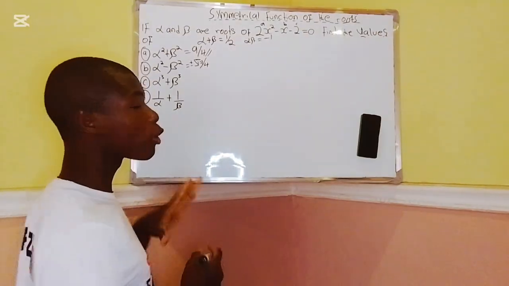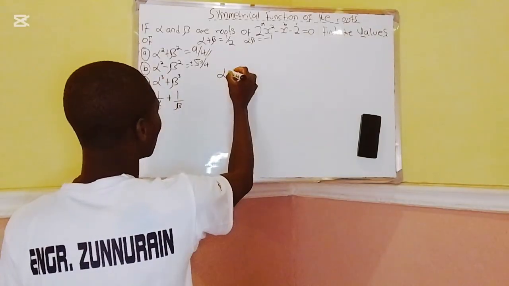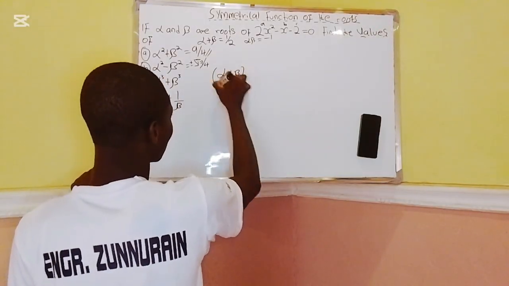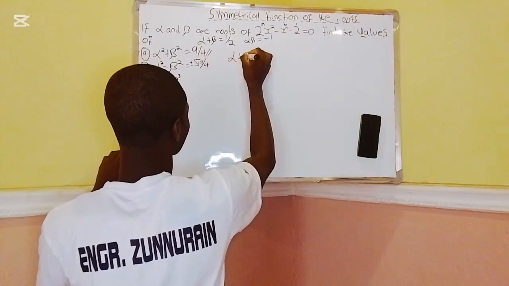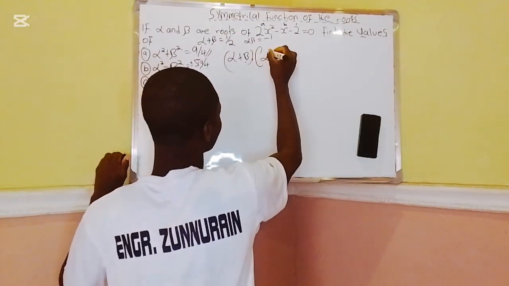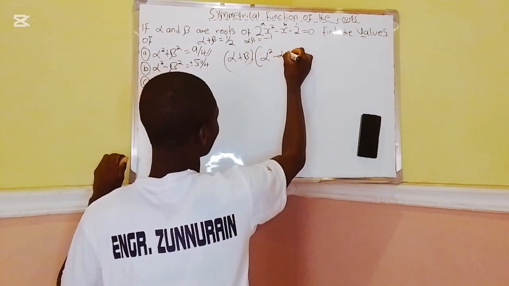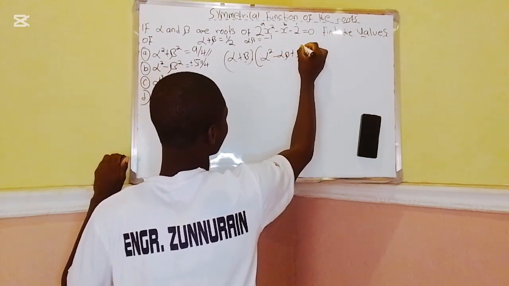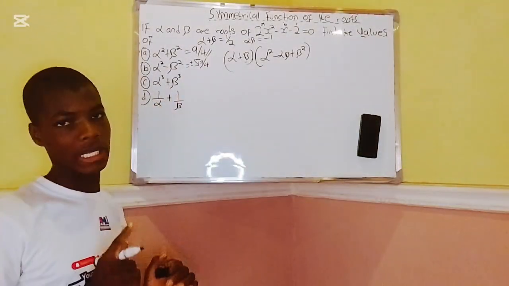So alpha cube plus beta cube can be written as what? Alpha plus beta, bracket alpha squared minus alpha beta plus beta squared. How does it become like this?